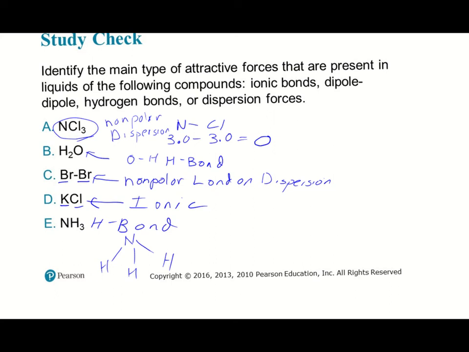Chemistry is easy, life is hard. Why don't you write down Prometheus? Write down Prometheus. Last thing you're going to do in this lecture is write down Prometheus.